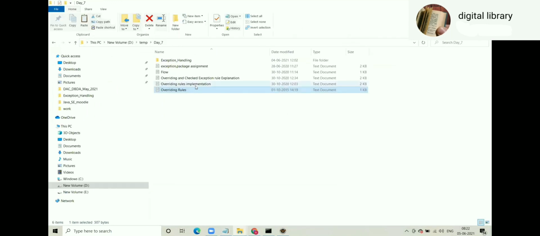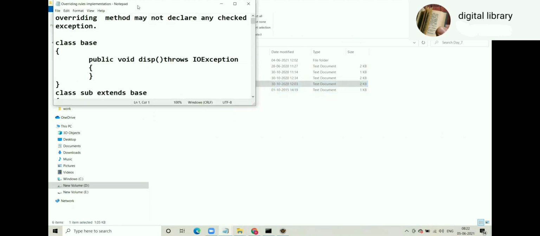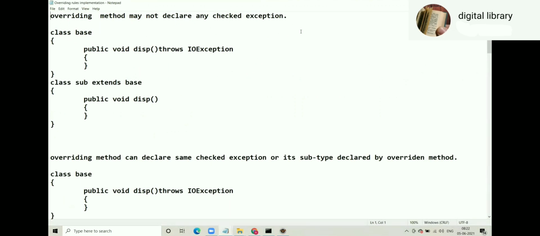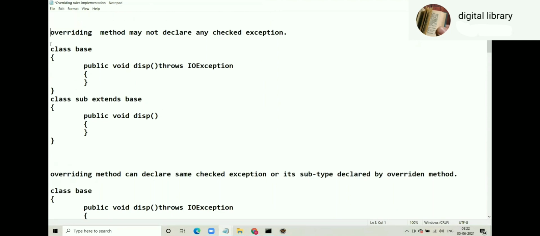overriding rules implementation. Okay. So look at that first point. Overriding method may not declare any checked exception. So what do you mean by that?